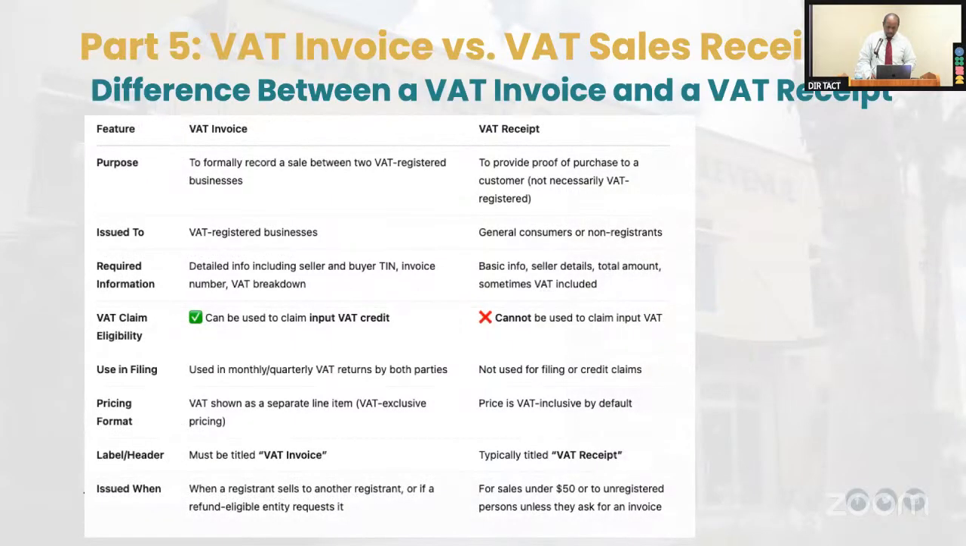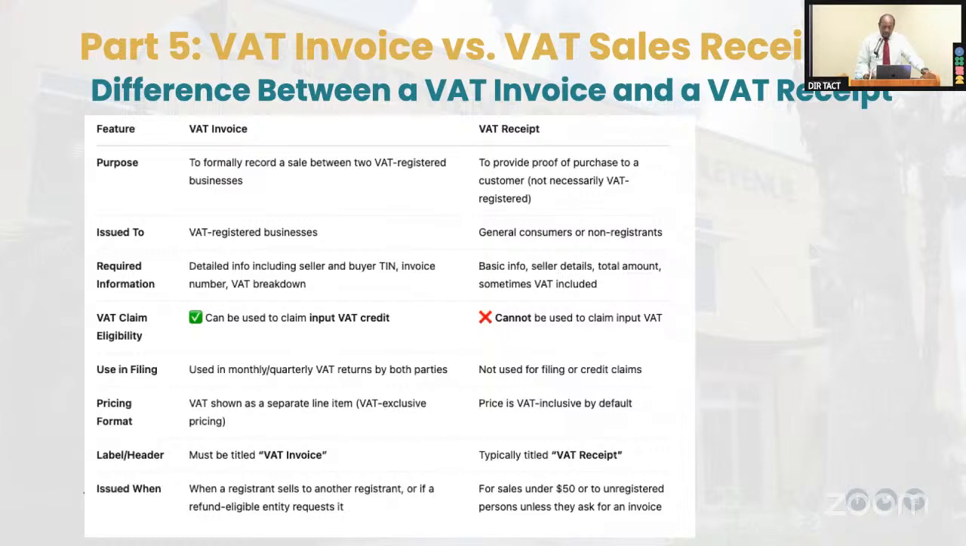So let's look at the difference between a VAT invoice and a VAT receipt. The purpose for a VAT invoice, of course, is to formally record a sale between two VAT registered businesses. The receipt is simply to provide proof of purchase to a customer, not necessarily a VAT registered person. The VAT invoice is issued to registered businesses. The VAT receipt could be issued to anybody, any general consumer or non-registrant.